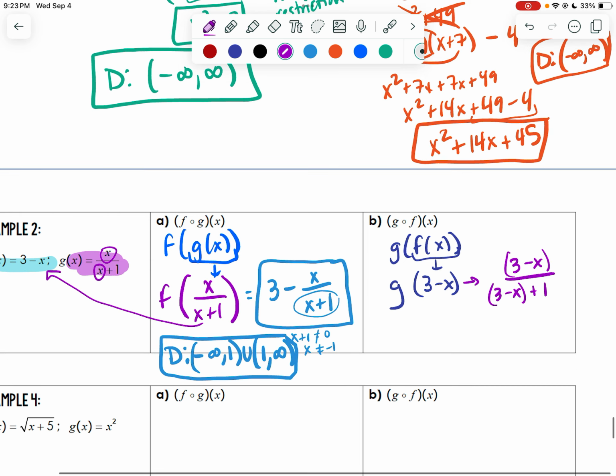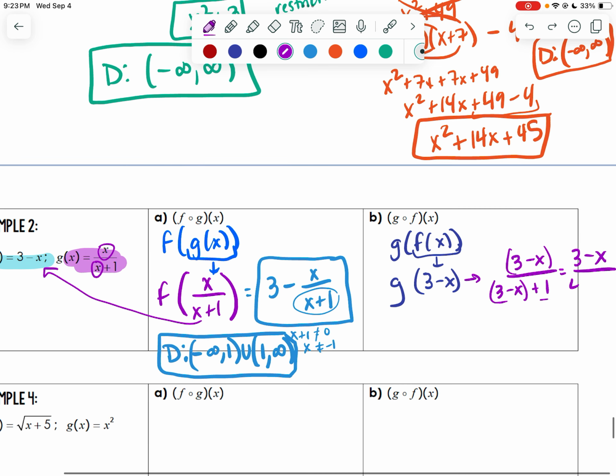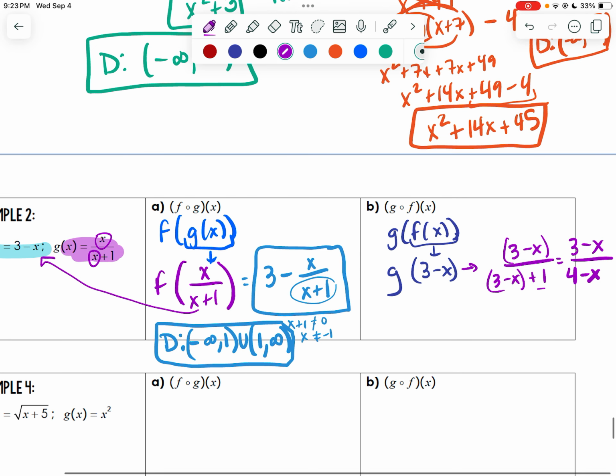Okay, now this does have some like terms, so 3 minus x on top, and then it's 3 plus 1, so that's 4 minus x, or you could say negative x plus 4. Either way would be fine.